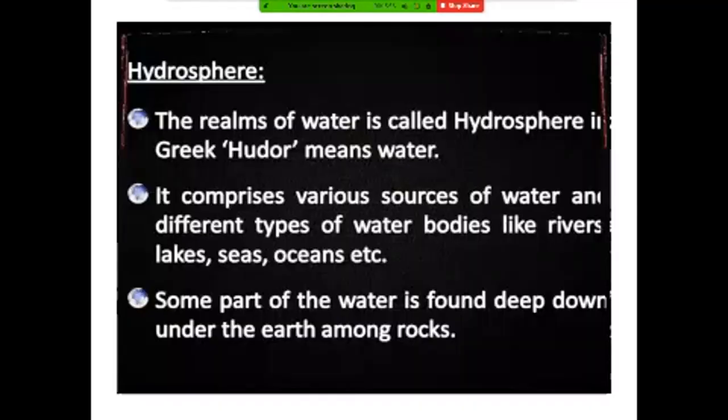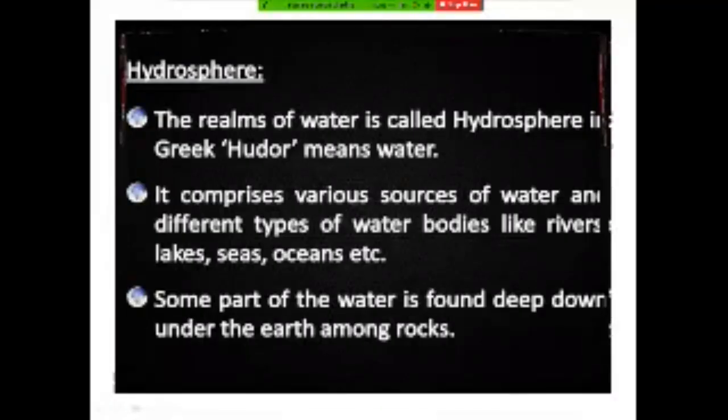Now we are going to enter into our topic. Today's topic is the hydrosphere. So what does hydrosphere mean? The realm of water is called the hydrosphere. It refers to the area where water is found on the total earth. It is derived from the Greek word hyder, which means water.